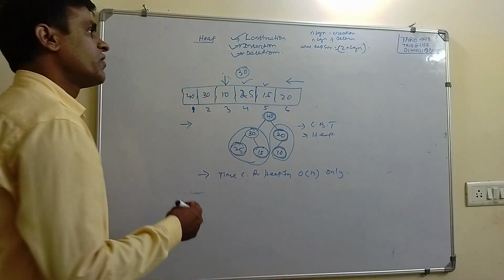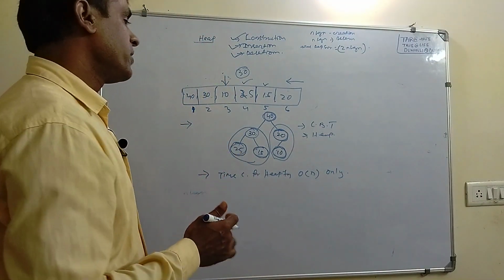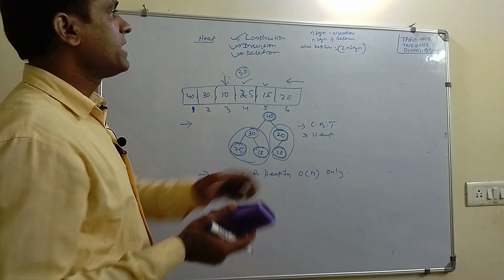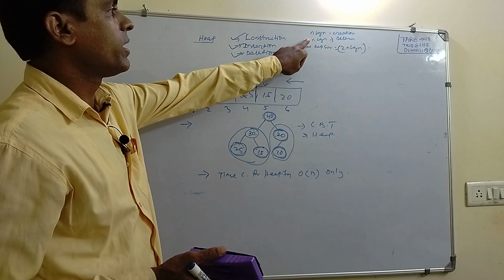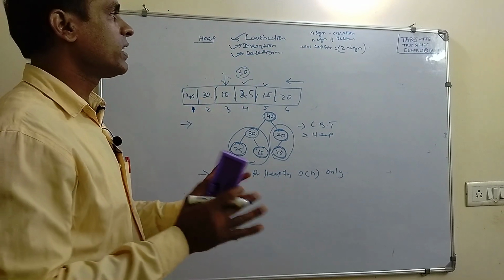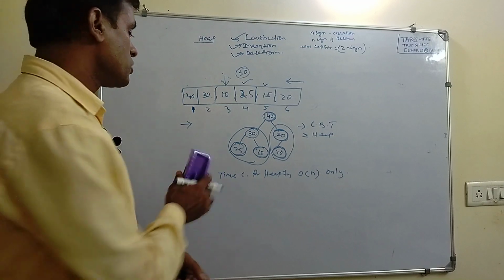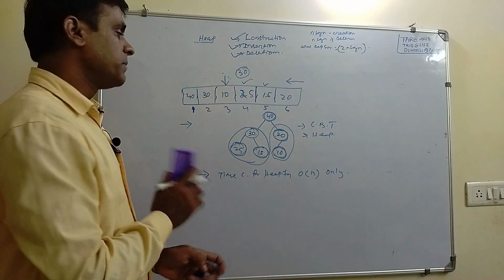So in case of heap sort, what you are doing? You are creating the heap, you are deleting the heap. So for creation you are taking time n log n, for deletion you are taking time n log n. Total heap sort is taking 2 n log n, or you can say n log n time. So this is the procedure for heap sort.